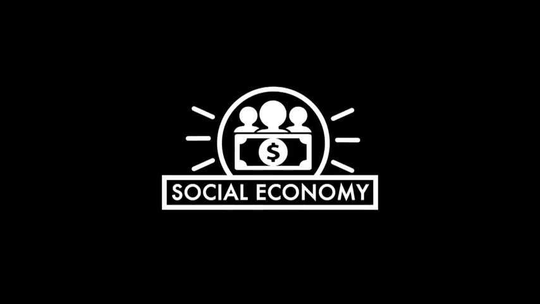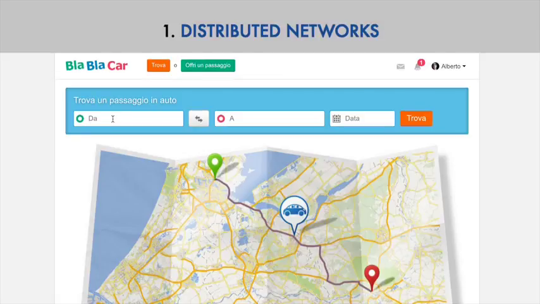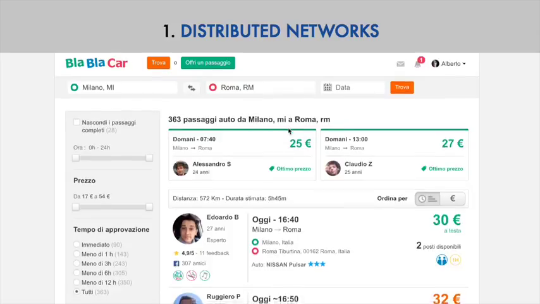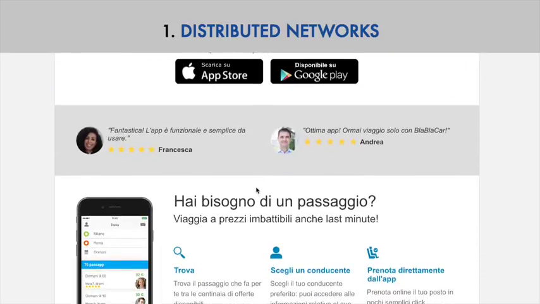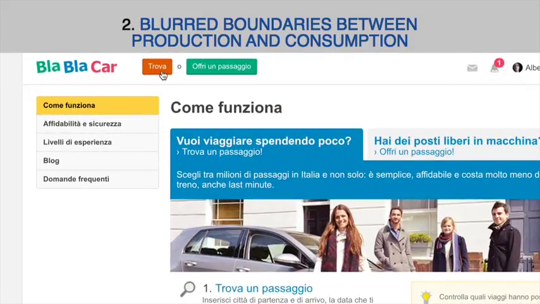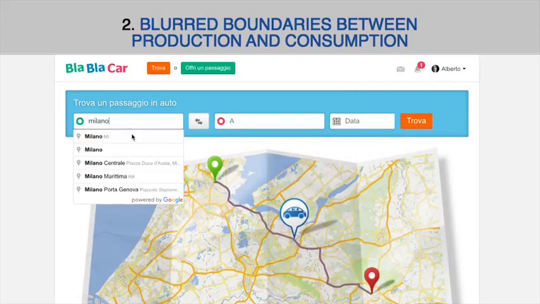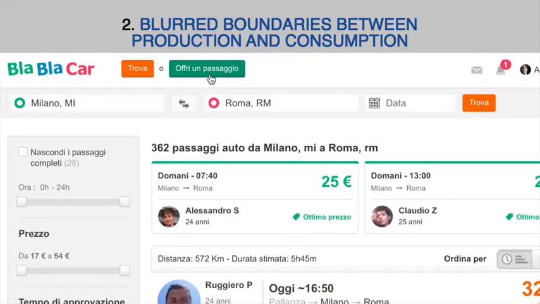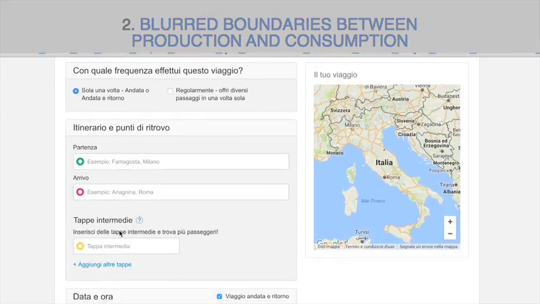Social innovation is inside a larger concept of the social economy. What is the social economy? Social economy is based on distributed networks that are using new technology, exactly like we've seen now in BlaBlaCar, using the internet, using my mobile in order to connect and collaborate together. The second element of the social economy are blurred boundaries between consumption and production. So sometimes I will be the consumer and sometimes I will be the producer. For example, in BlaBlaCar, sometimes I will be the one who needs the ride and sometimes I will be the one offering the ride. And this is something typical for the social economy.